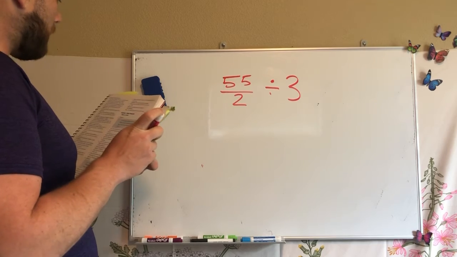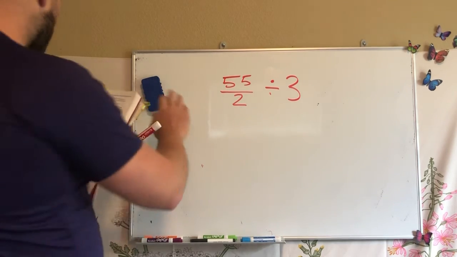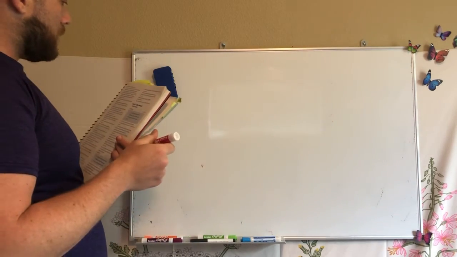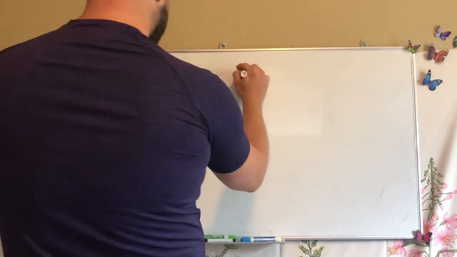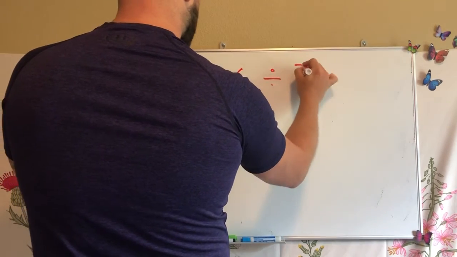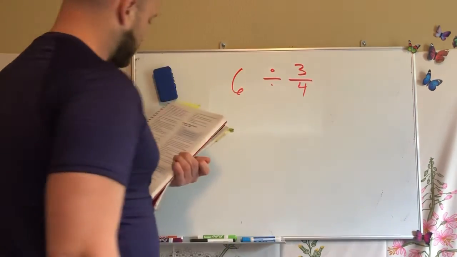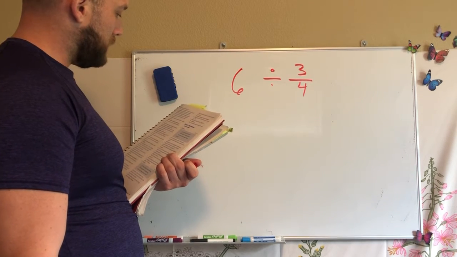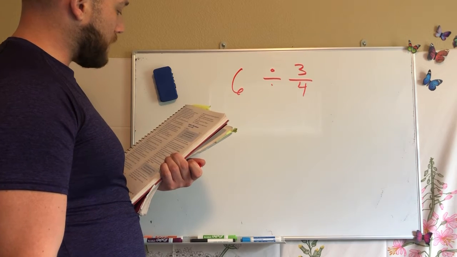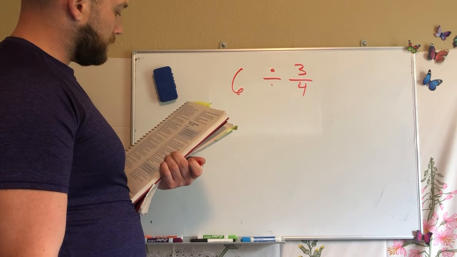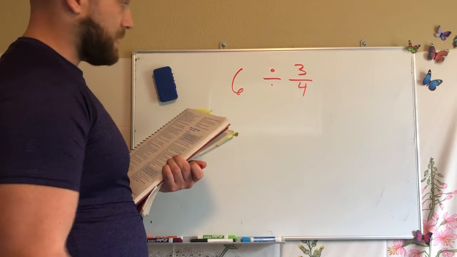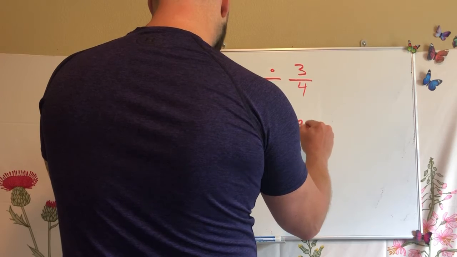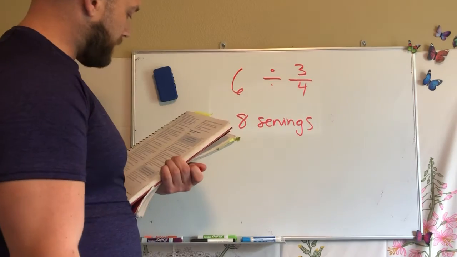So, let's go back to problem A. How many servings of 3/4 pounds each would somebody get from 6 pounds of salad? The problem you need to work is 6 divided by 3/4. What's the whole answer? 8 servings. You should have shown your work.